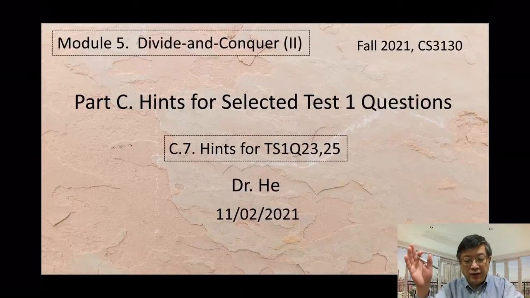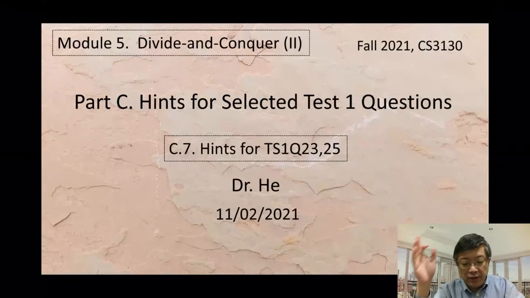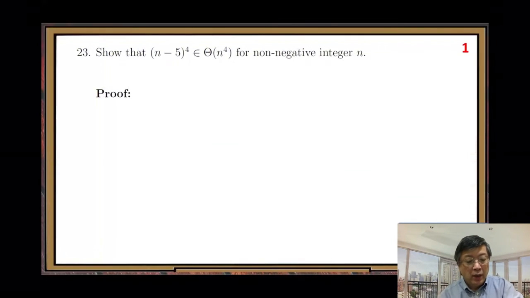C.7, the last two questions for this test. Question number 23 and number 25. Now, first, question number 23, we did a similar question in this video.